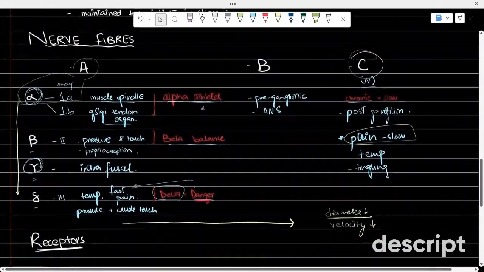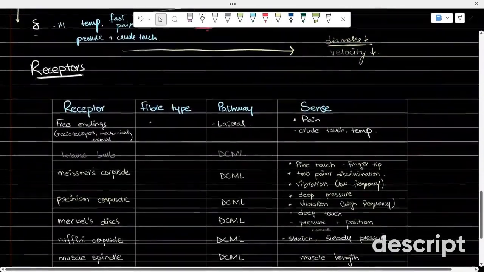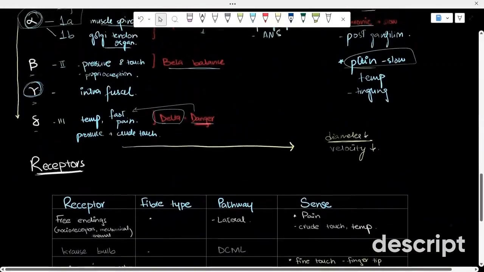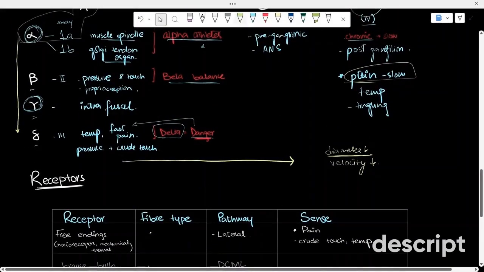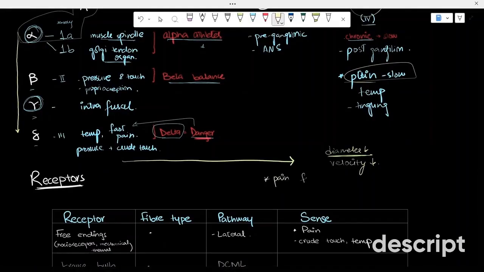Now, since we're done with the nerve fibers, we will be moving on to the receptors. Before moving on to receptors, please note this important point that the pain fibers are unencapsulated.